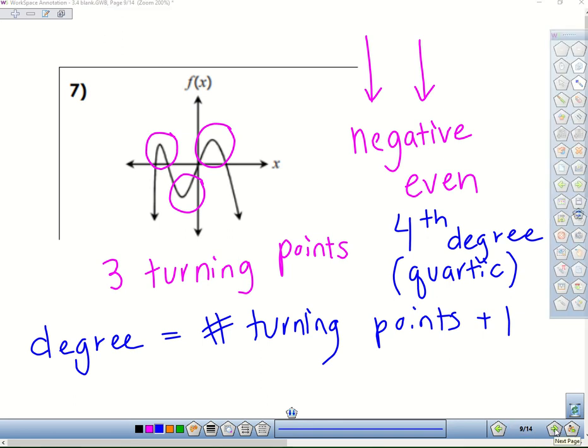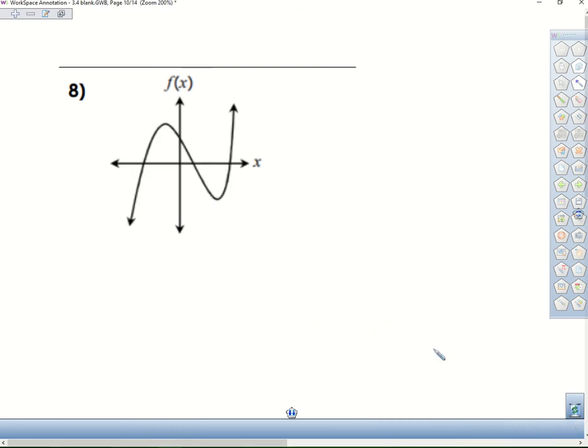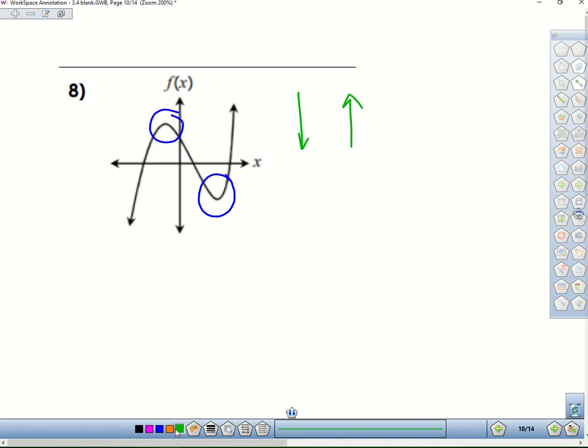Let's look at number 8 then. So for number 8, we're looking at this function here, okay? So this function, we have to determine how many turning points it has, right? So how many turning points does this function have? 2. And what's the end behavior of this function? Down then up, which means it is?